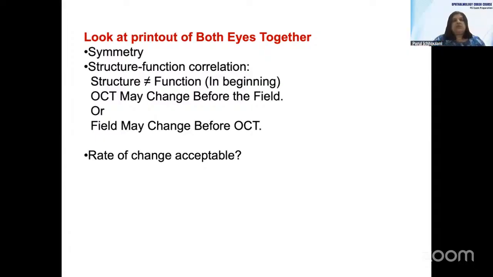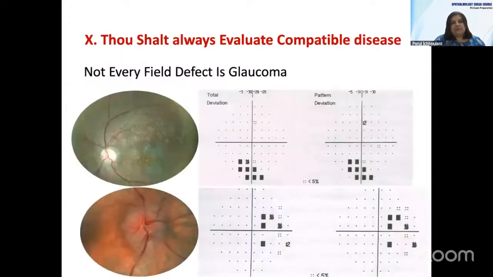Remember that structure and function do not correlate in the beginning. Sometimes OCT may change before the fields or vice versa. Whenever you are interpreting, always look for progression analysis in both the OCT as well as the perimetry and figure out whether the rate of change is acceptable, whether it is just age-related decline or whether the disease is progressing.